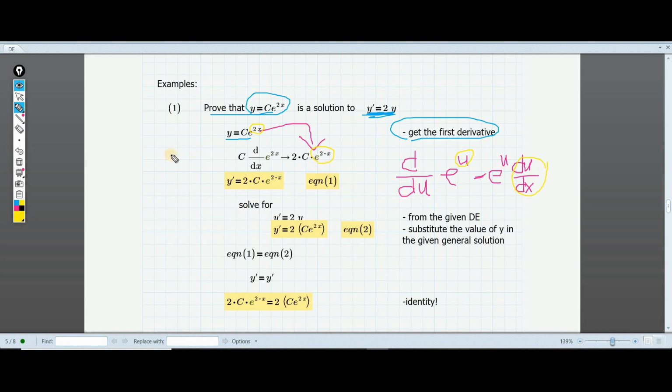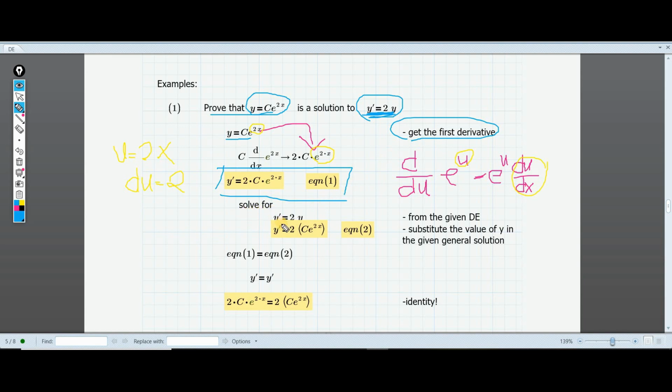Ano ba yung u natin? U is 2x. So, ang du natin will be just the value of 2. Ayan. So, dyan nag-arrive yung ating sagot. And now, this is our equation 1. We have now the y prime. Tawagin natin na y prime. Ngayon, ipoprove natin na ito ay magiging equal dito sa nasa taas.